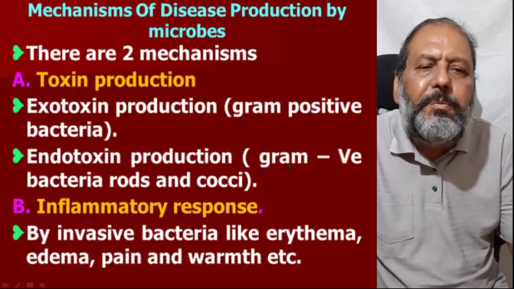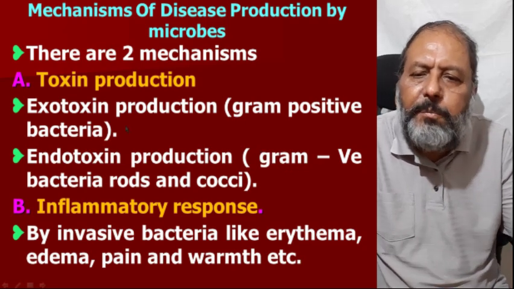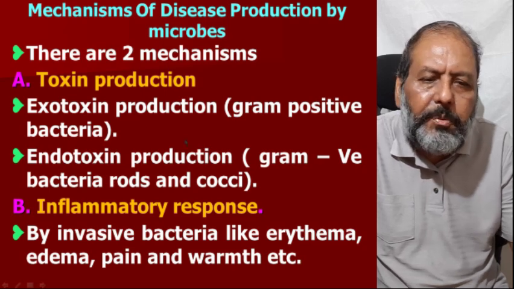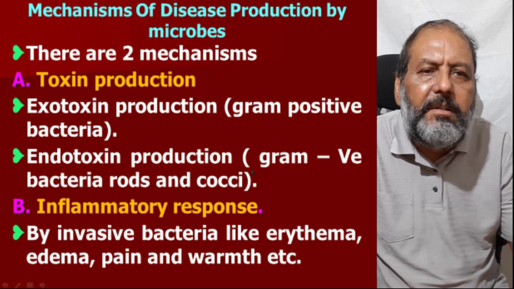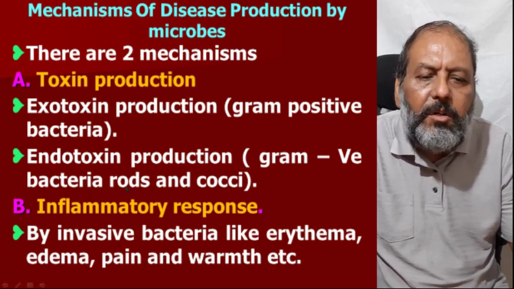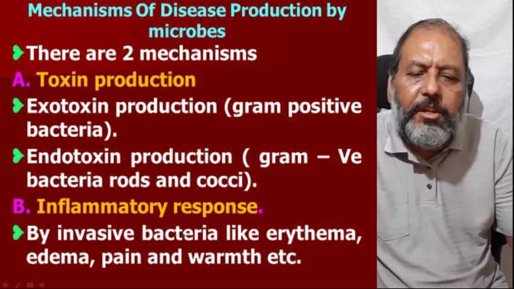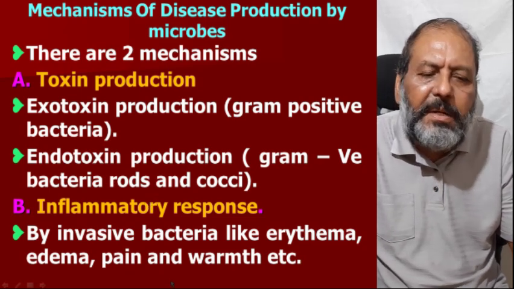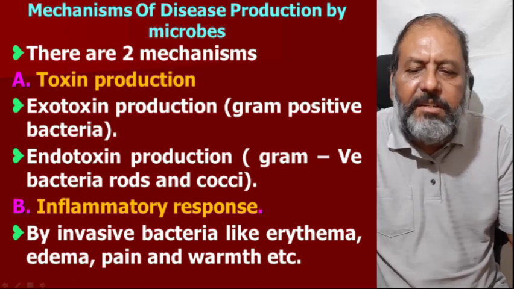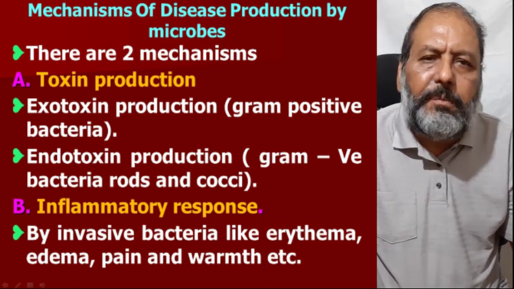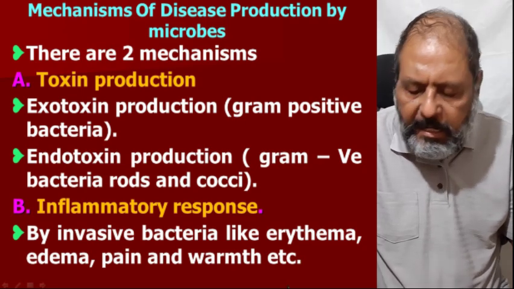Now, the mechanism of disease production by microbes is by two mechanisms. One is toxin production: exotoxin production seen in gram-positive bacteria, and endotoxin production seen in gram-negative bacteria, rods, and cocci. The other process is the inflammatory response of the body to invasive bacteria, like erythema, edema, pain, and warmth. That inflammatory response of the body towards those bacteria is also responsible for causing the disease and problems.